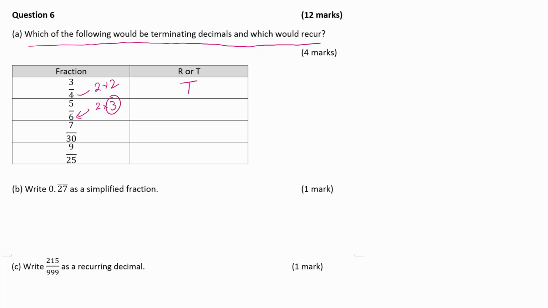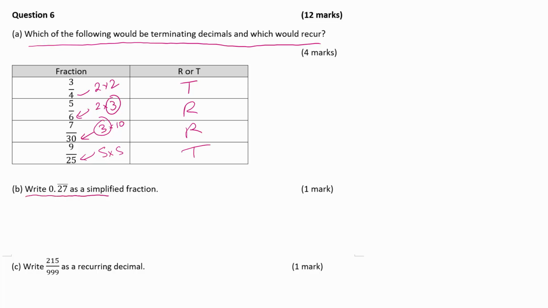But if we look at the 6 here, that is 2 times 3. So I have a prime that isn't a 2 or a 5. That's going to recur. And straight away here, we can see 30 would involve 3. I know I haven't reduced the 10 to primes, but I don't have to. I just need to find a prime that isn't 2 or 5. With 25, that's 5 times 5, so that one would terminate.